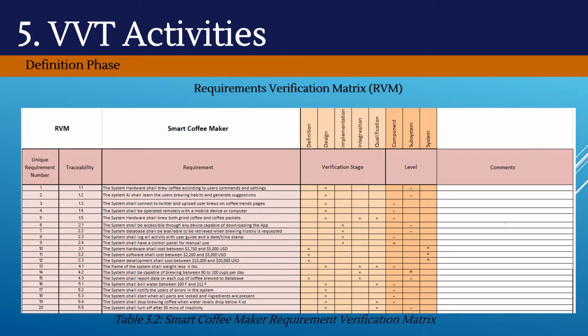An example is that some of the key requirements, such as the hardware shall brew both coffee grounds and packets, and the system shall weigh less than 4 pounds. These requirements need to go through actual testing and integration or the qualification stages. So as you can see on our chart, both are marked that they have to be verified within those stages.